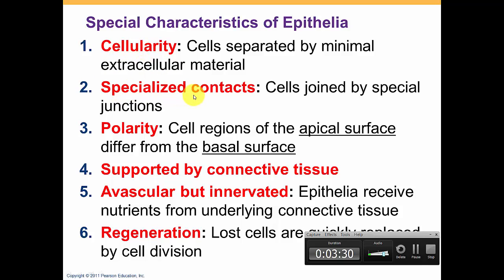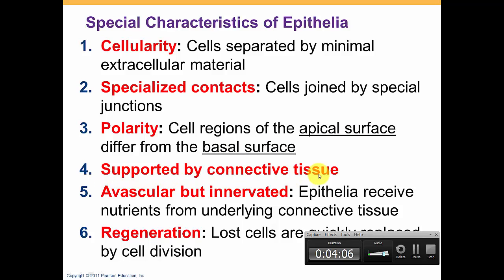Number two is specialized contacts. Since these cells are close to each other, they will be connected to each other by special junctions. We will talk about these junctions in a second. Number three, which is very important, is polarity. Polarity means that not every side of the cell is the same, meaning that you have an apical surface, you have a basal surface, and you have also a lateral surface.